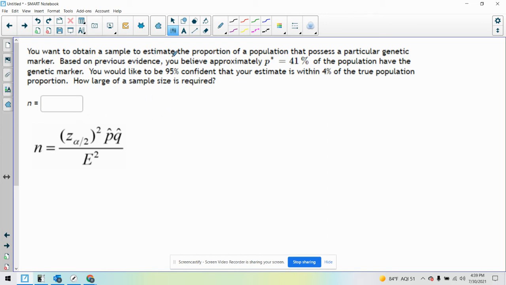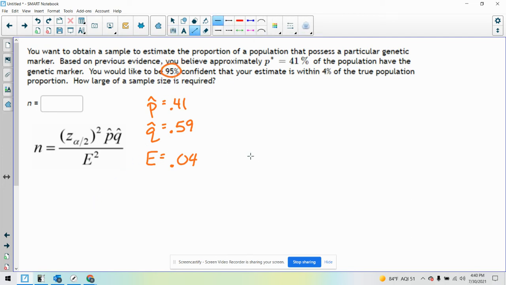So this is based on previous evidence. You believe approximately that P star, that's the same thing as P hat, is equal to 41% or 0.41, which means Q hat, which is just 1 minus that, is going to be the remaining part. 100 minus 41 is going to be 0.59. My margin of error here is within 4%. So that's going to be 0.04. And then I have to find the Z value associated with the 95% confidence interval.